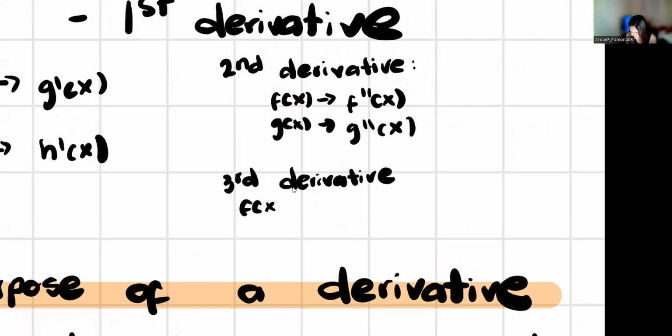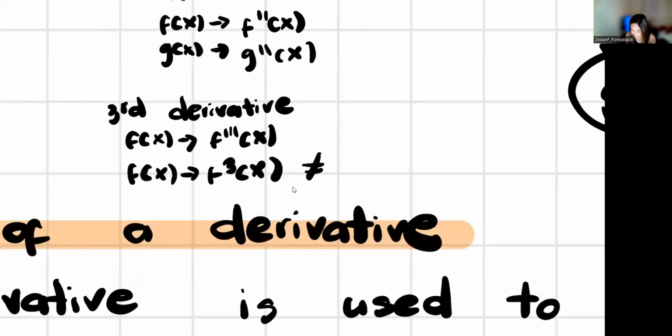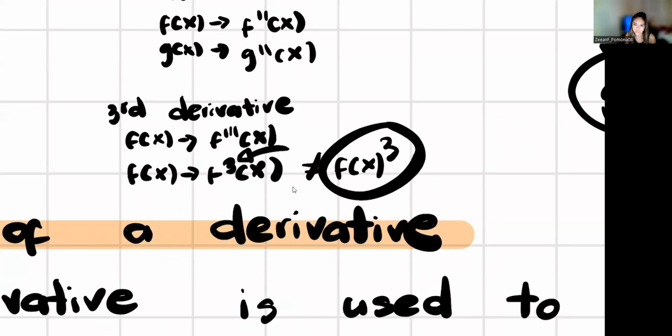F of x to the third derivative. And then it can also be written as such, f to the third. That is different. This is not the same as f of x to the power of 3. This is looking for the third derivative. That one is cubing the whole function.